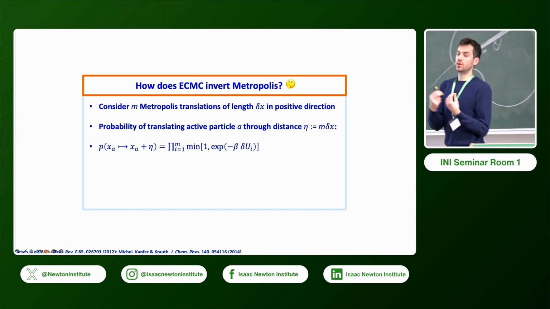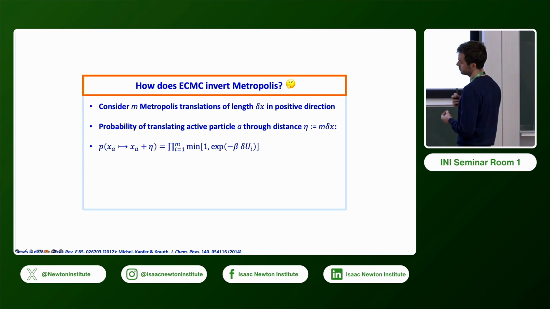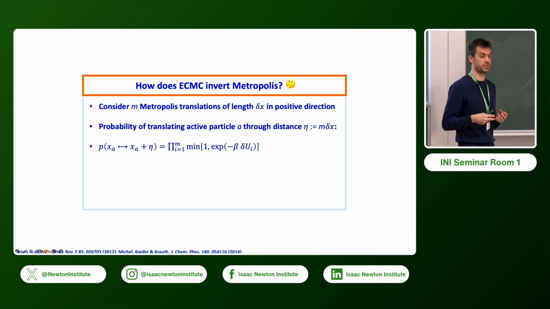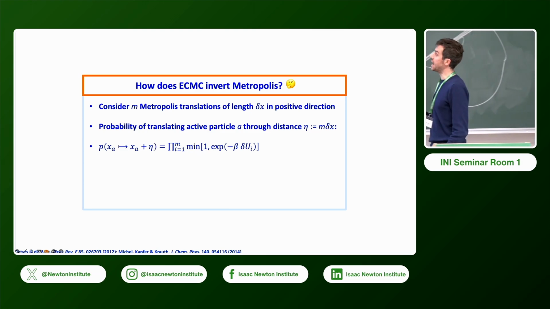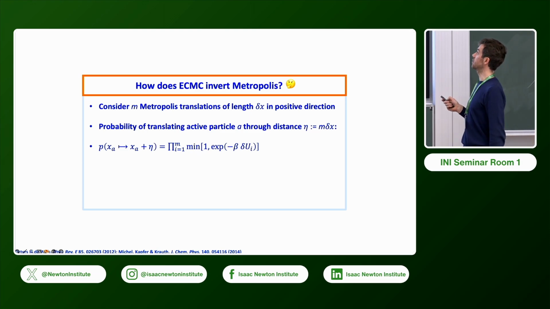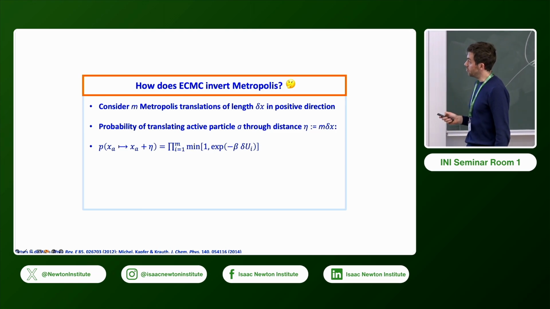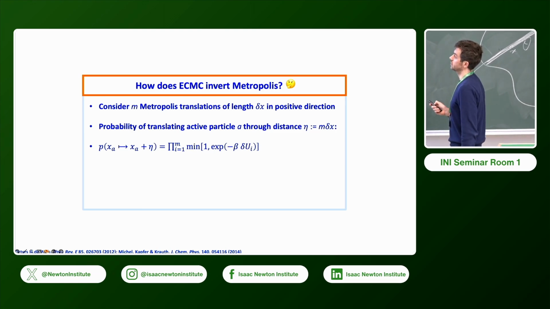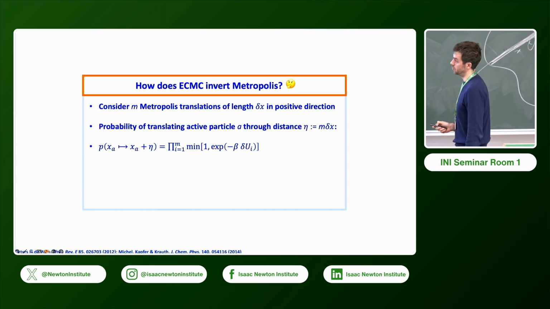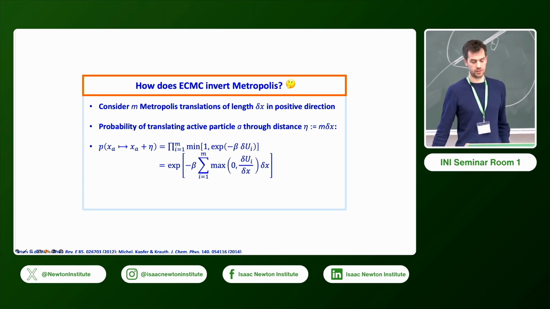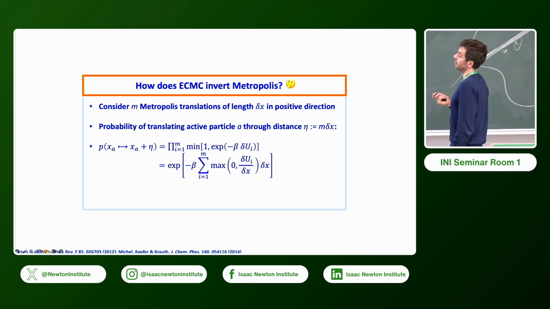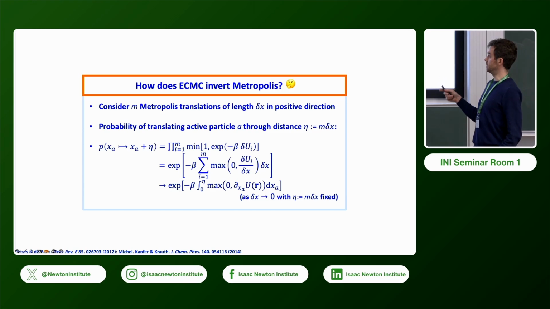Okay, so we motivated event chain Monte Carlo as performing a sequence of infinitesimally small Metropolis moves. So let's perform a sequence of small but finite Metropolis moves in some fixed direction. So we're going to consider m Metropolis moves of translations of length delta x in the positive direction, and then work out the probability of translating the active particle through the total distance eta equals m delta x. That probability is just equal to the product of the Metropolis transition probabilities. I'm sure you can all do this maths to rearrange to have an exponential of some sum over the moves.